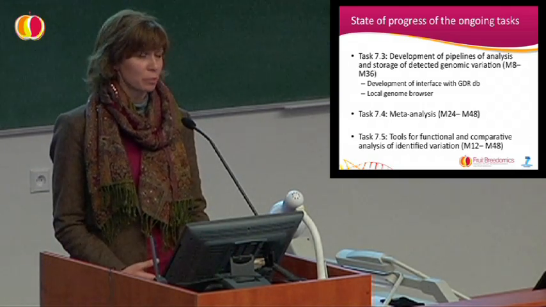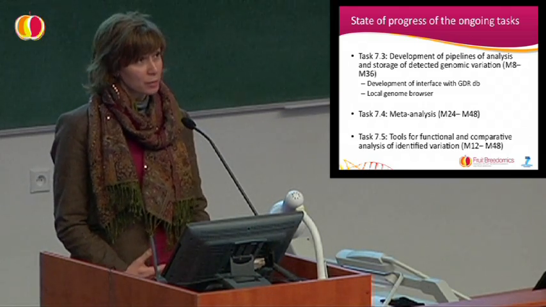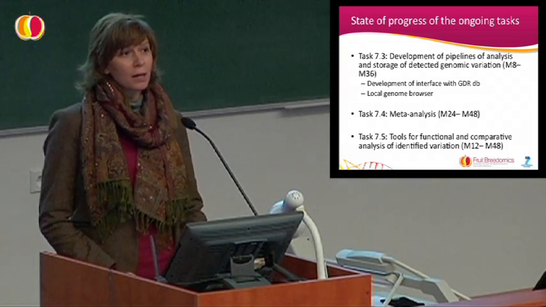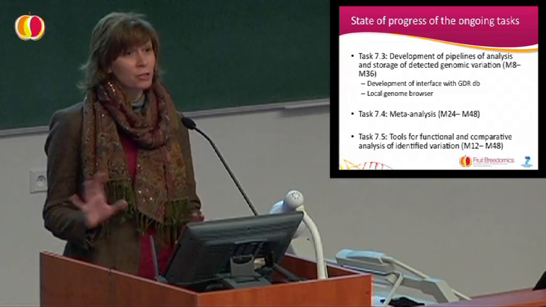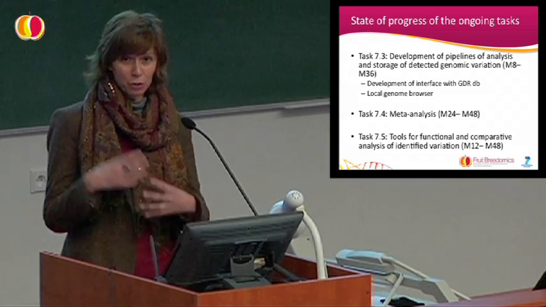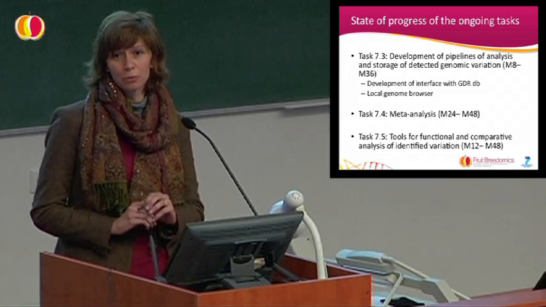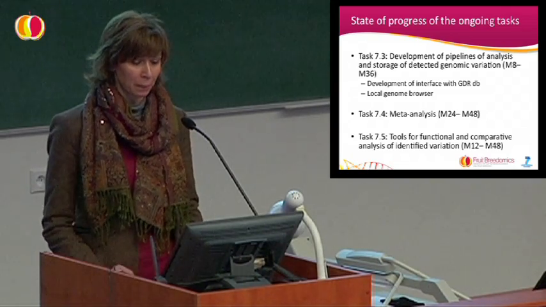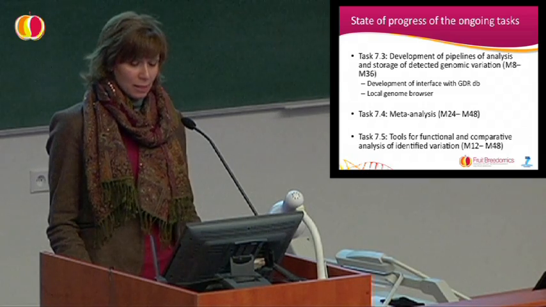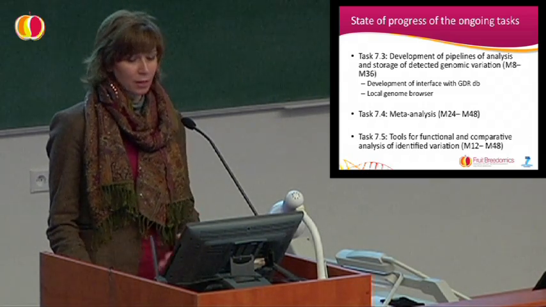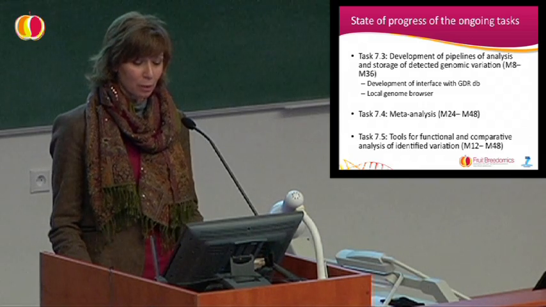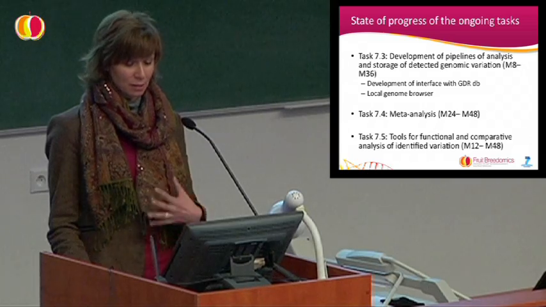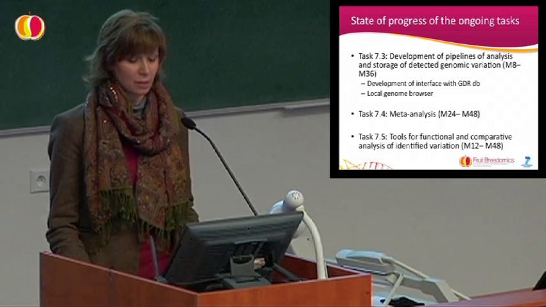I know Eric was mentioning there is some resequencing that is going to be going on within Fruitbreedomics. It would be nice to have more information, especially on an interesting candidate region or a fine map region, being able to browse in a more dedicated way on our local genome browser. So as you see, task 7.4 is later on in development, so we haven't done anything yet. The tool for functional and comparative analysis to identify variation basically starts now.